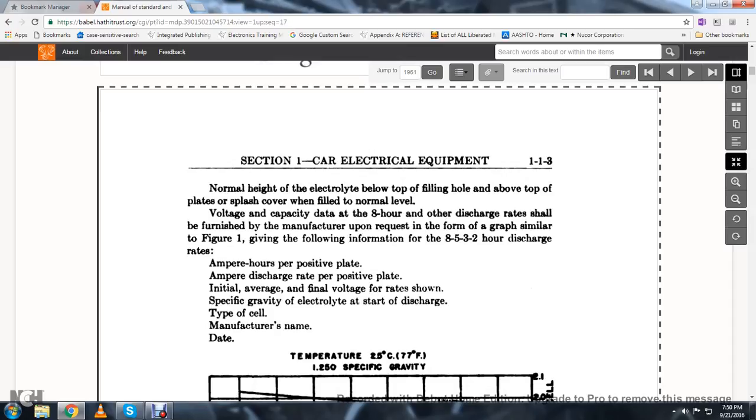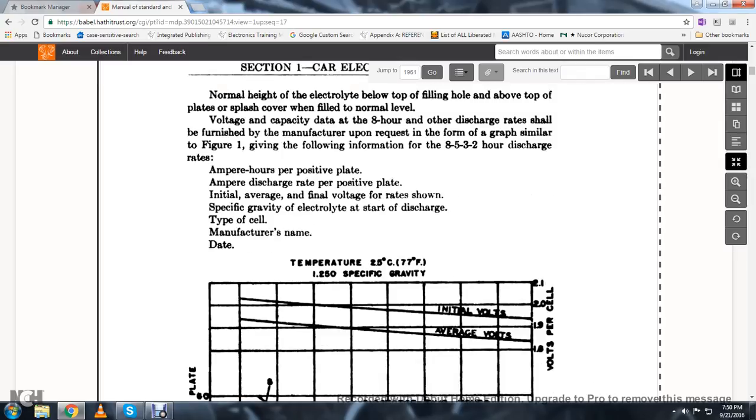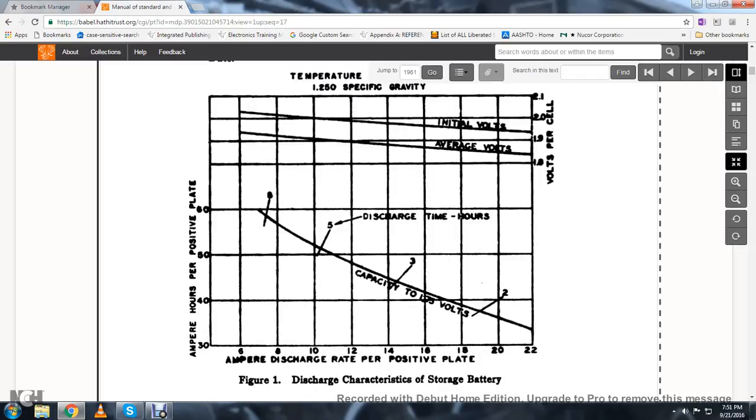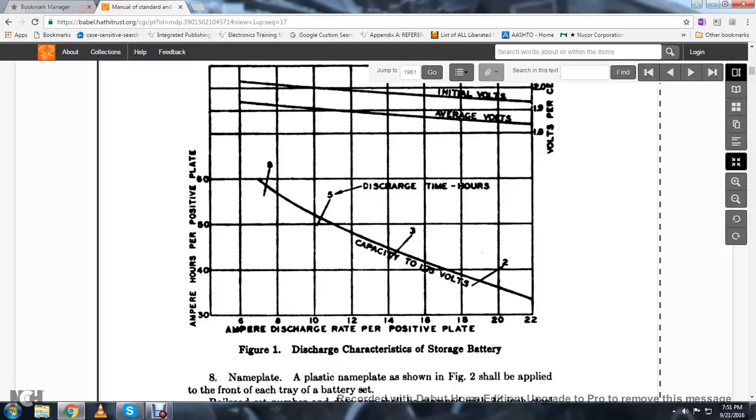Voltage and capacity data for the 8-hour or other discharge rate shall be furnished by the manufacturer upon request in the form of a graph similar to Figure 1, giving the following information for the 8, 5, 3, and 2-hour discharge rates: ampere-hours per positive plate, ampere discharge rate per positive plate, initial average and final voltage for the rate shown, specific gravity of electrolyte at the start of the discharge, type of cell, and manufacturer's date, name and type. Figure 1 shows the design characteristics of the storage battery, with ampere-hours per positive plate against the ampere discharge rate per positive plate.